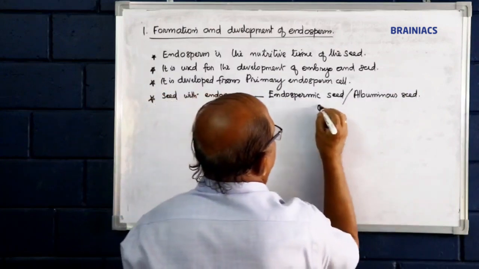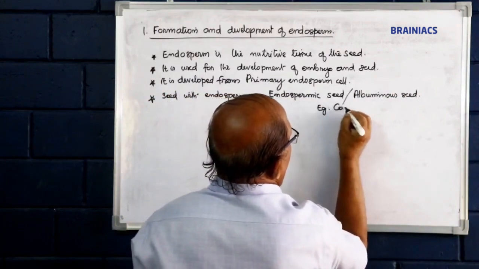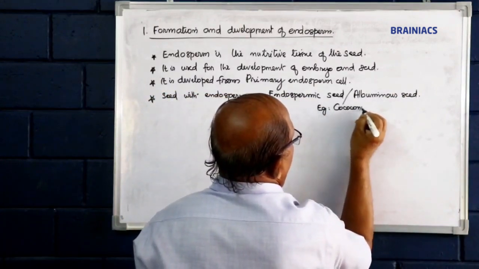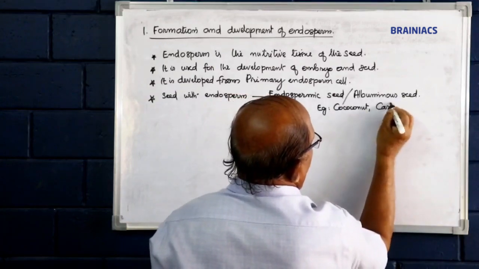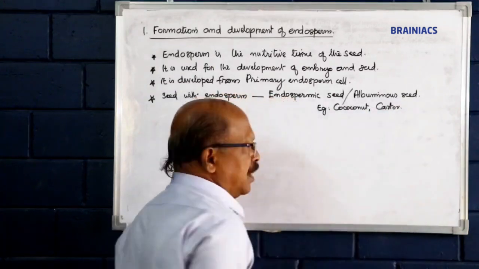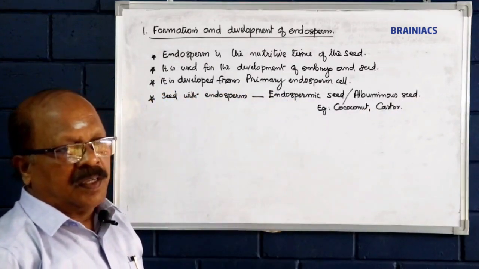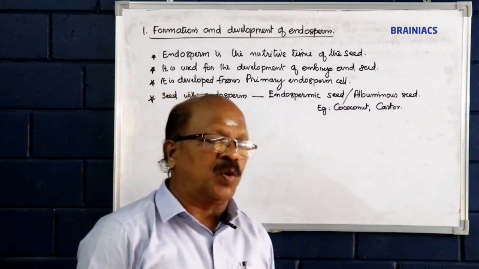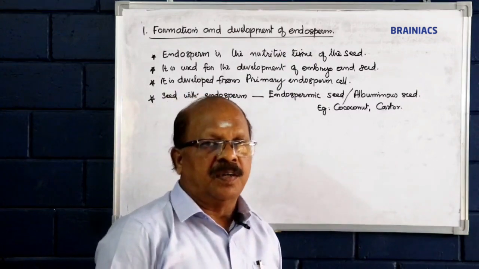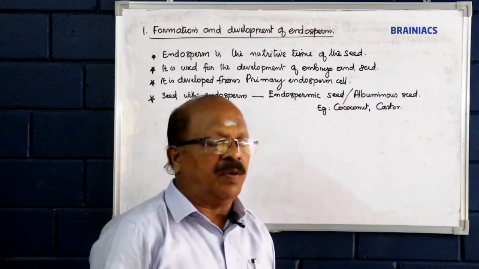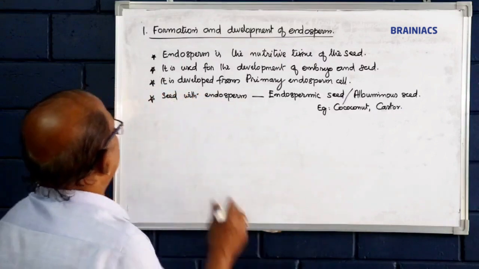Example, coconut, castor. Here the endosperm persists even after the fertilization and moreover to the seeds and their development.